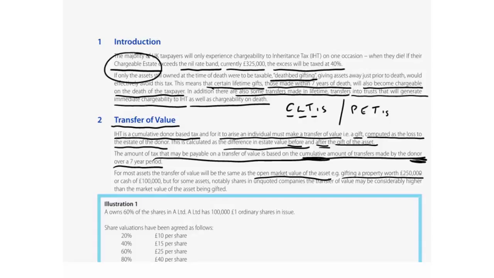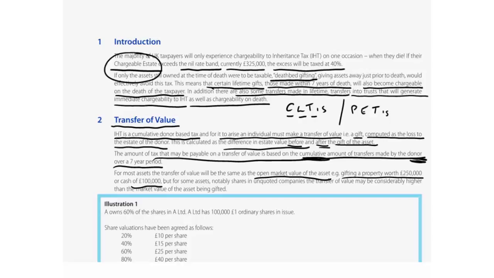So the difference, therefore, this transfer of value, this difference between what I had before and what I had after the transfer, is very obviously £250,000, the open market value of the asset. Or I give away cash of £100,000 to my son. I had the cash before the transfer, I don't have it after the transfer. So very obviously, there the market value of what you are gifting is the transfer of value.